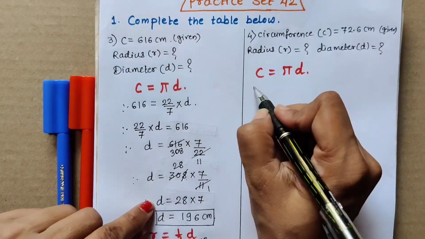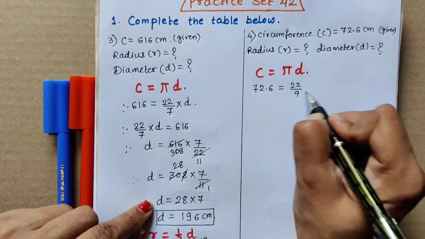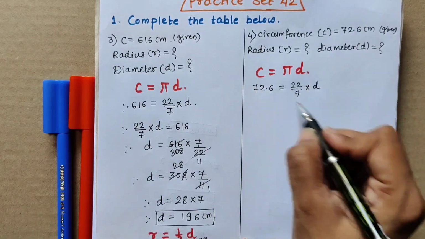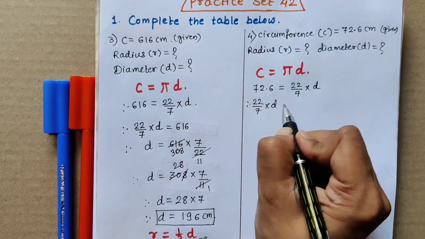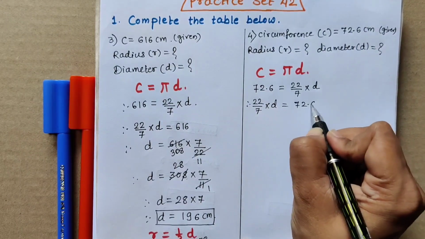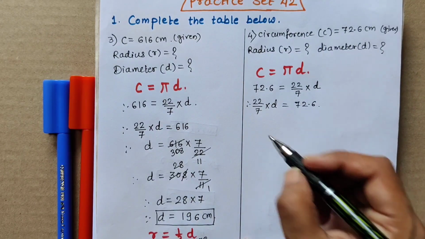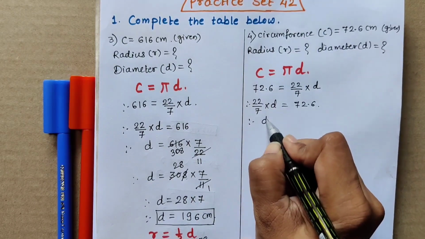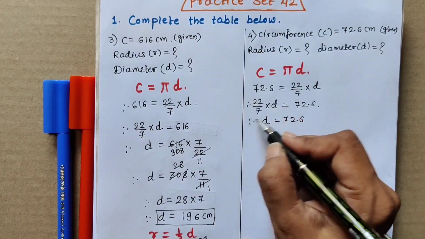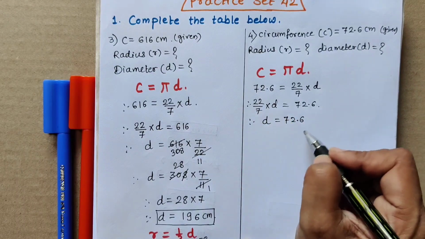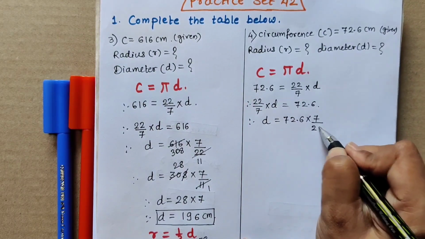C value we have given, 72.6 is equal to pi, 22 upon 7, multiplied by D. Now this full side I am going to write on the left hand side and 72.6 on the right hand side. As we are exchanging full terms, we don't require to change the operation. Now D is equal to 72.6. We have to transfer only a single number, so we have to change the operation. 22 upon 7 will become 7 upon 22.